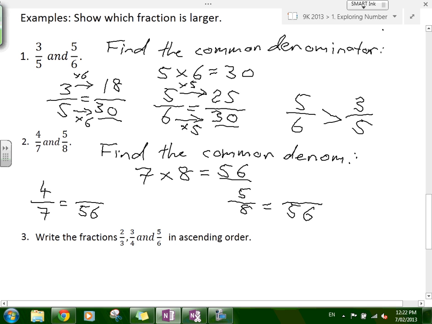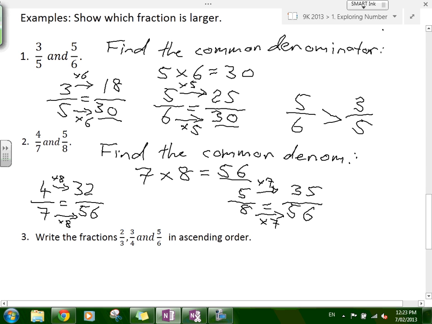Frankie, what goes in the first one? So 7 goes to 56, what has to go in the numerator? 8 fours are? 8 fours are 32. Good. Multiplying it by 8. So what about this one? Multiplying by 7. We're multiplying by 7, and so it's 35.